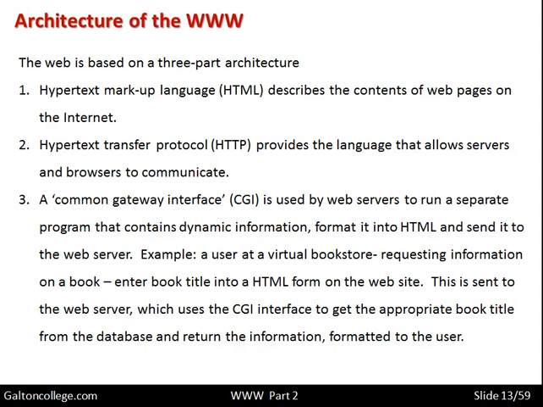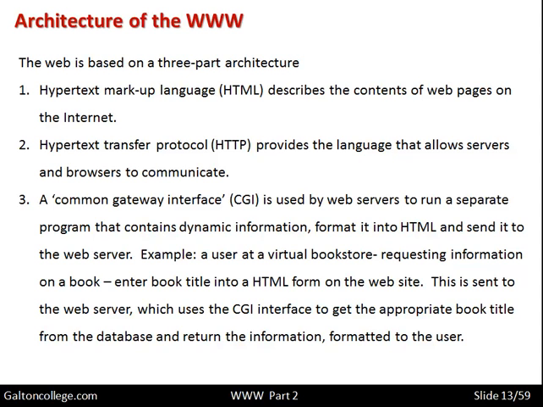And there's a third part called the Common Gateway Interface, CGI. This is used by web servers to run a separate program that contains dynamic information, and also to format it into HTML and send it to the web server. So CGI is useful for sending dynamic information that is regularly updated, or charts, graphs, tables, whatever, something that needs to be regularly updated.